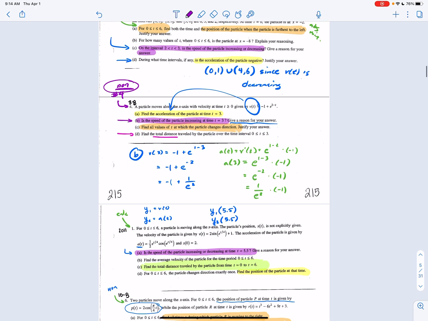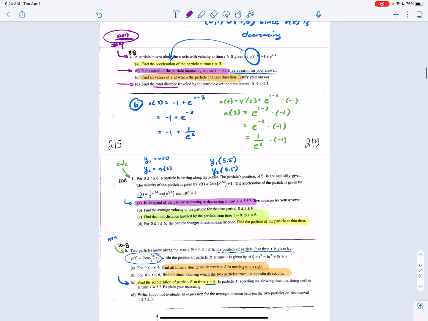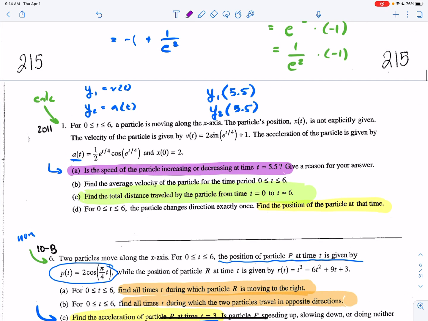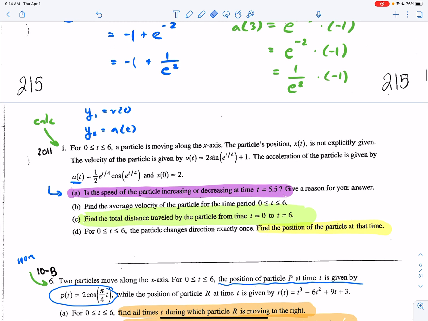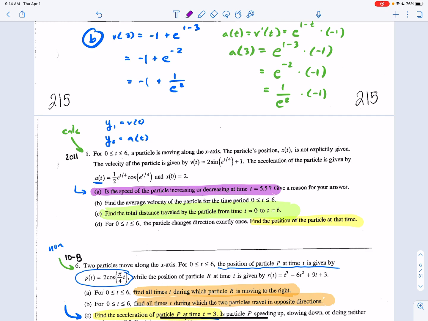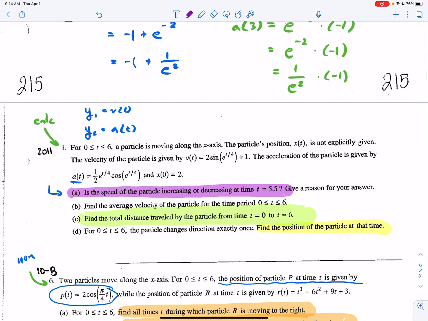Let's go ahead and work on 2011 here. And I'm going to get rid of a few of these things here. And again, you don't want to work on the packet for these, especially because you don't have a lot of space. But I want to make sure that the problem is still visible there. Okay, so here, find the total distance from 0 to 6.